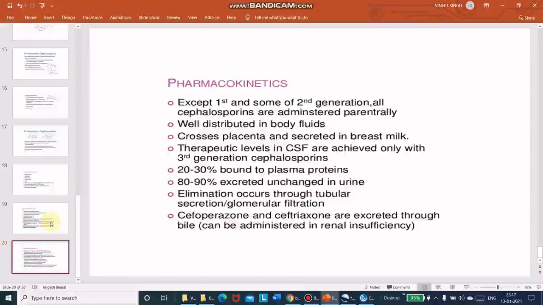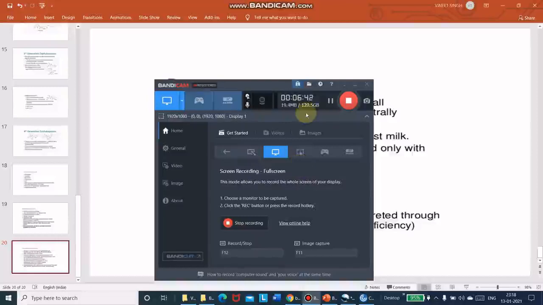Elimination occurs through tubular secretion, glomerular filtration, and cefoperazone and ceftriaxone are excreted through bile.